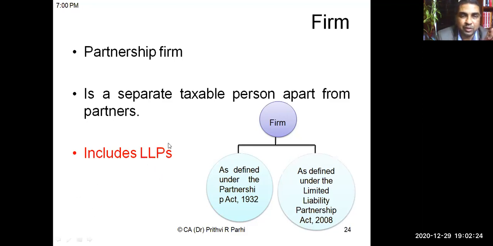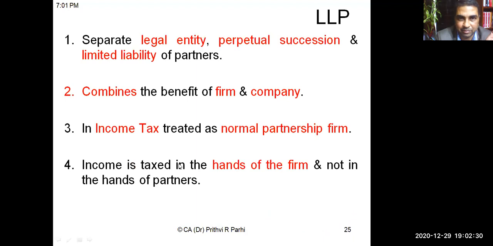So far as the Income Tax Act is concerned, firm and LLP belong to one category of person. LLP has a separate legal entity, perpetual succession, and limited liability. It's a combination of firm and a company. Income tax provisions for LLP are similar to partnership firm. Income is taxed in the hands of the firm, not in the hands of the partners. In case of LLP, the firm has got separate income.